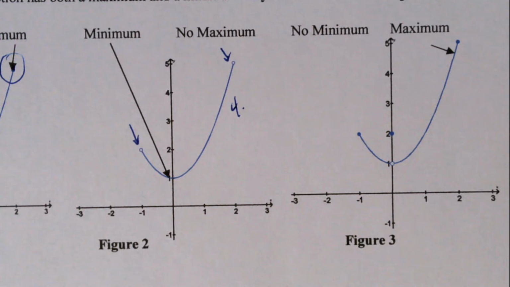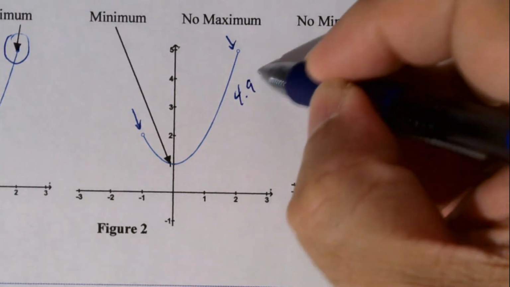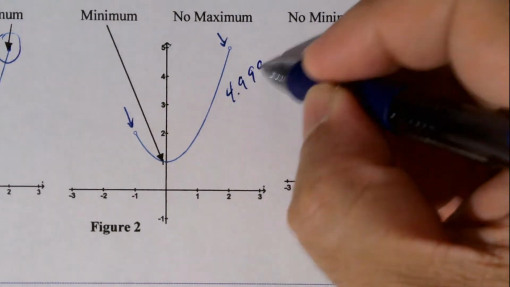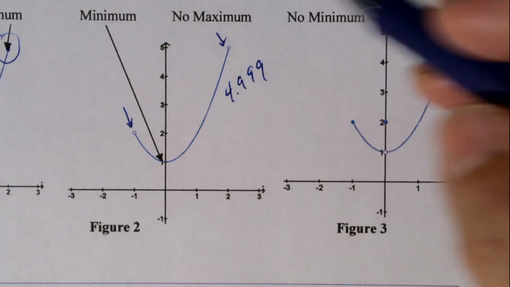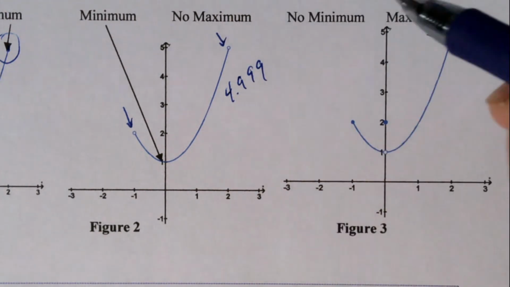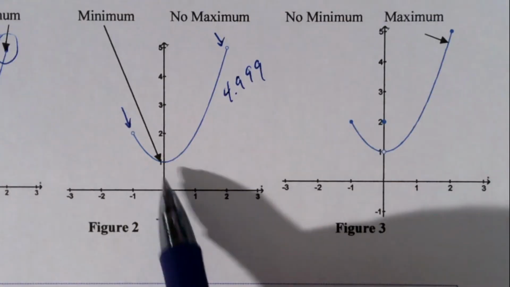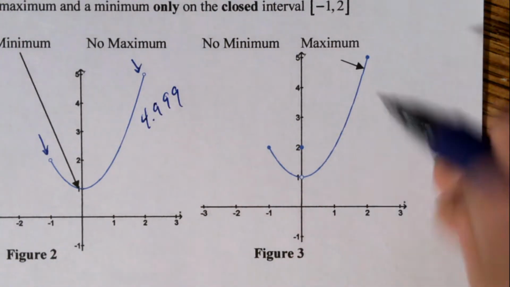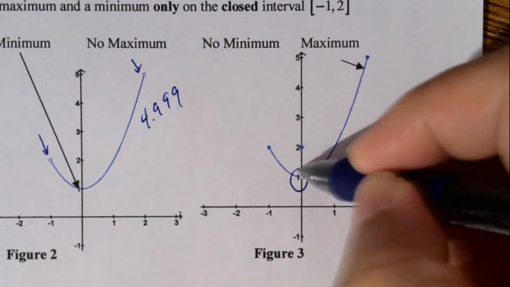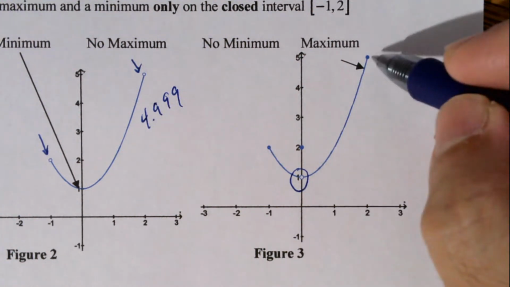We can't say it's approaching 5, because this is not a limit. What is the actual value? We get 4.9. Well, you can get closer than that. You get 4.99. And again, you can get closer, 4.999. So you cannot get there. So there is no maximum here, but there is still a minimum. And in this one, there is an open hole here, so this is not continuous. So there's no minimum, but there is a maximum.